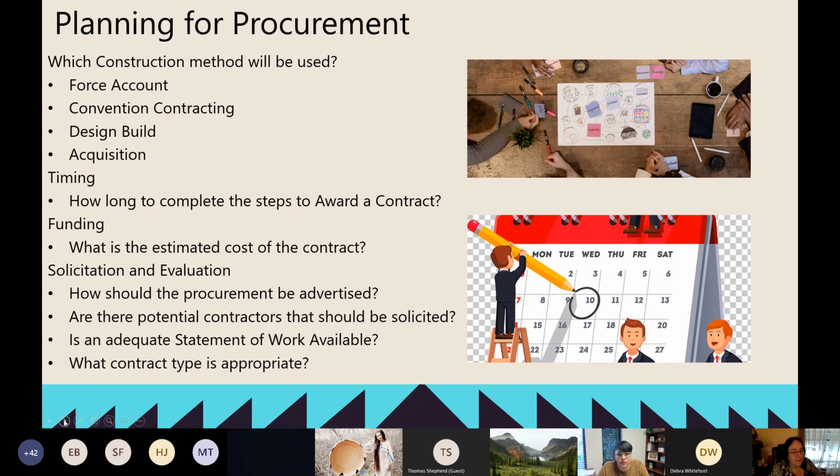What is the estimated cost of that contract? Your solicitation and evaluation. Like I said, how are you going to advertise it? For how long? Don't make the mistake of not advertising things for a long enough period. Are there potential contractors that should be solicited? Is there an adequate statement of work, a SOW, available? Do you know what you're going to advertise? What kind of contract is appropriate?